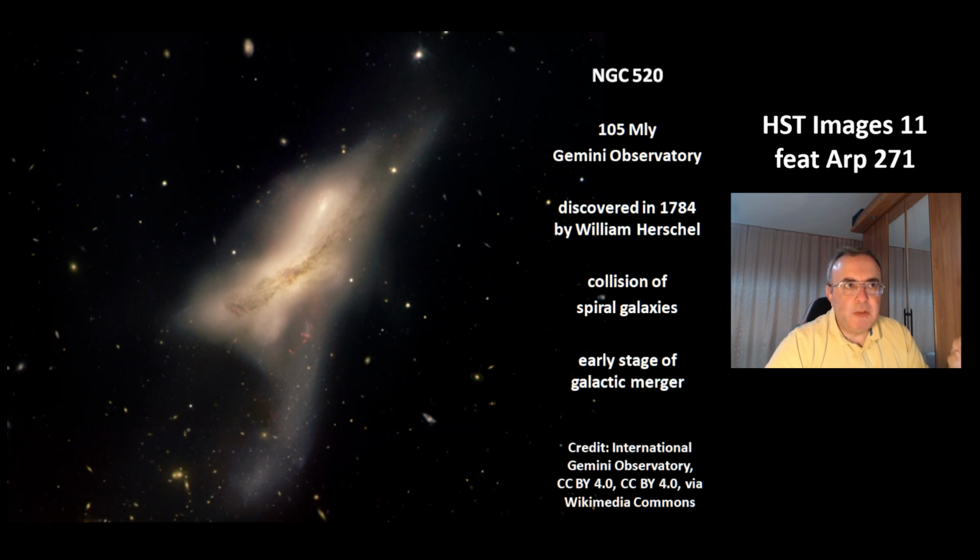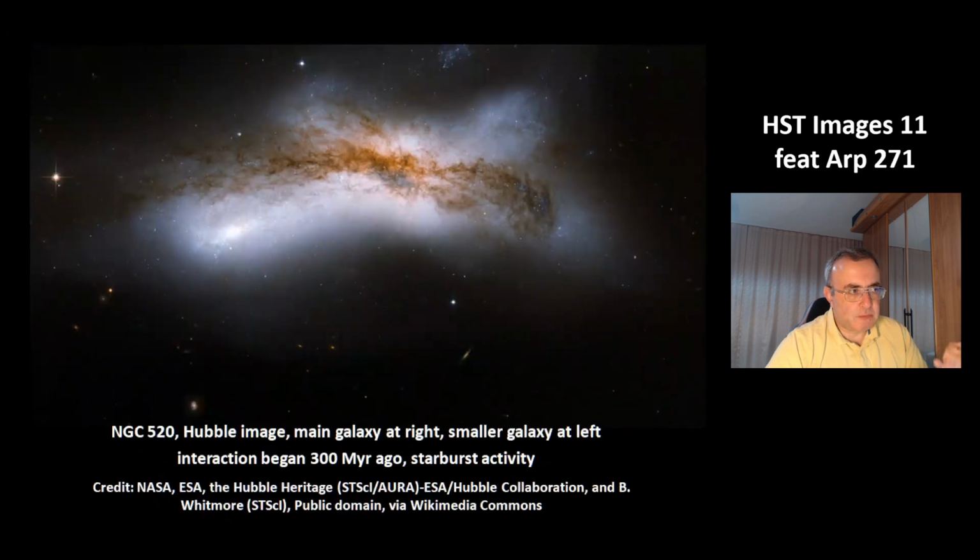This is NGC 520 at a distance of 105 million light years. This is a picture from the Gemini Observatory. This galaxy was discovered in 1784 by William Herschel. It is a product of a collision of spiral galaxies. They are at an early stage of the merger process. This is a Hubble image from the same galaxy, and you can see the main galaxy is at the right, and the smaller one is at the left. This interaction began 300 million years ago, and it has caused a starburst activity.